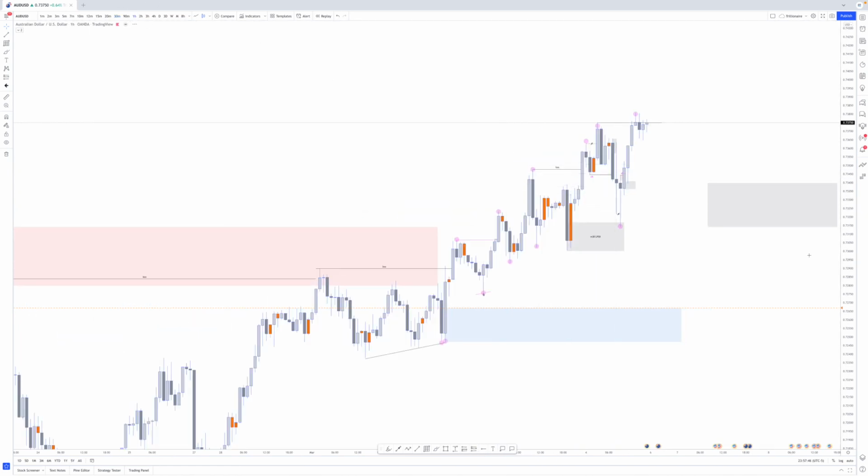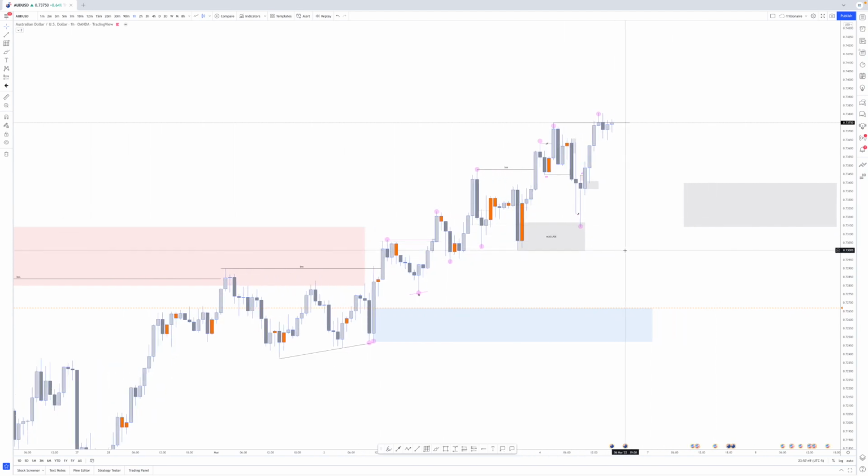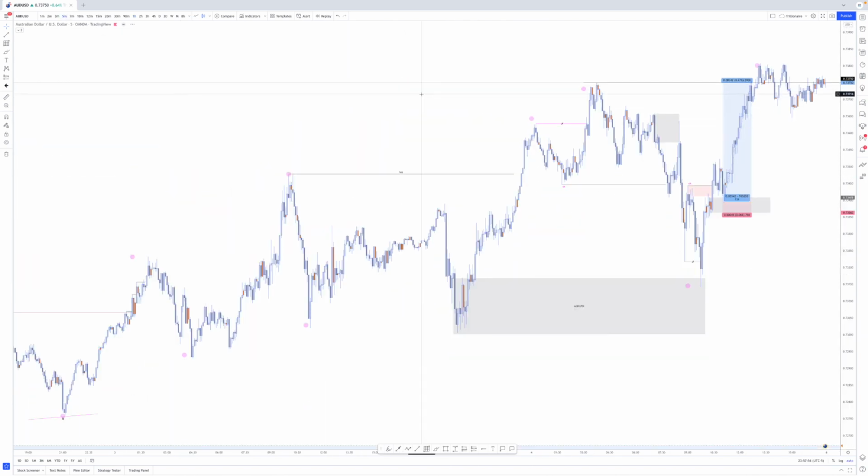Now, since this was pulled off of the H1 time frame as it relates to higher time frame information, I'm going to correlate this properly on the M5, which is where I took my entry.